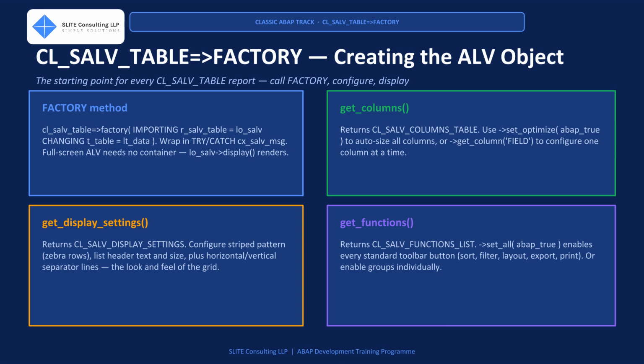Every feature is accessed by calling a getter method that returns a configuration subobject. Get_columns returns the column configuration object. Get_aggregations returns the aggregations object. Get_sorts returns sorting and subtotals. Get_display_settings controls visual behavior like zebra rows and the header. Get_functions manages the toolbar. And get_event gives you the event object you register handlers against. This hierarchy, one root object, subobjects for each concern, is the core design of the API.